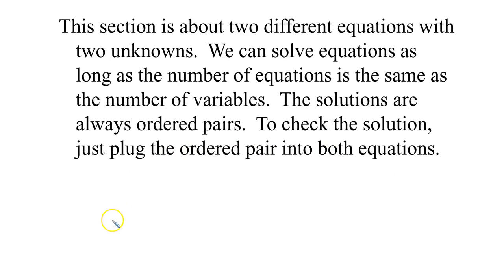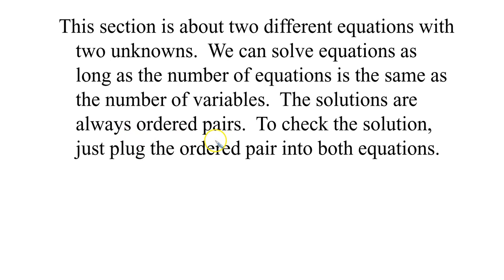When we talk in this section about 2 equations, we also talk about 2 variables or 2 unknowns. Most of the time they are x and y. As long as we have the same number of equations as unknown variables, we can solve a system. So in other words, if we have 2 equations, we need 2 variables. So the solutions to these systems are ordered pairs as long as there is a solution.